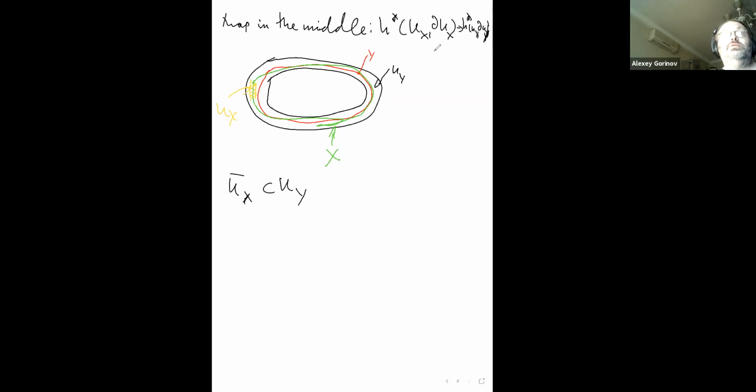Let's look at the group on the left. So this thing by excision is isomorphic to the cohomology of the sphere with the complement of the neighborhood collapsed.